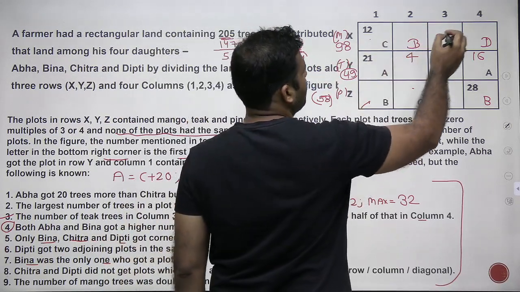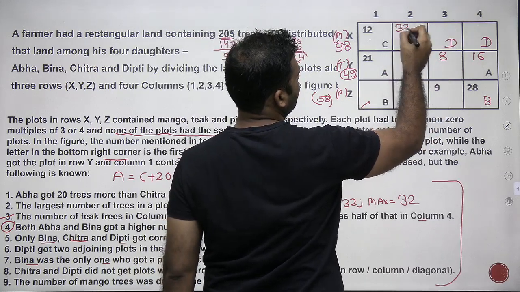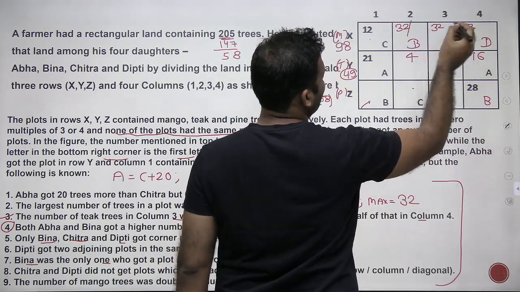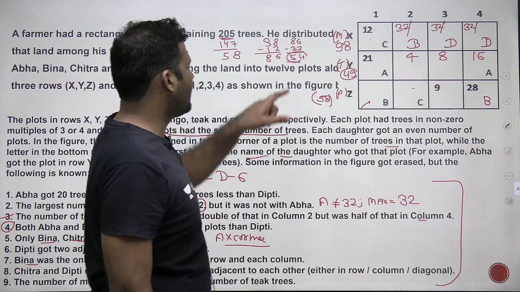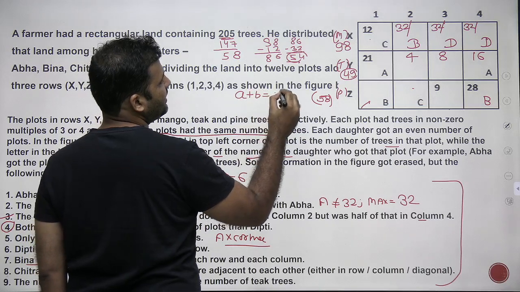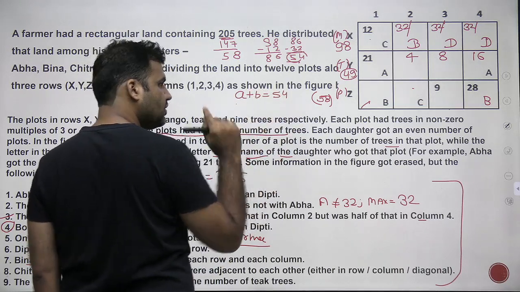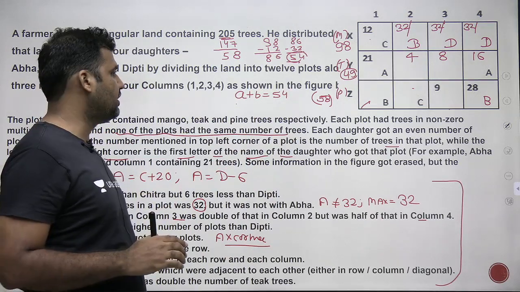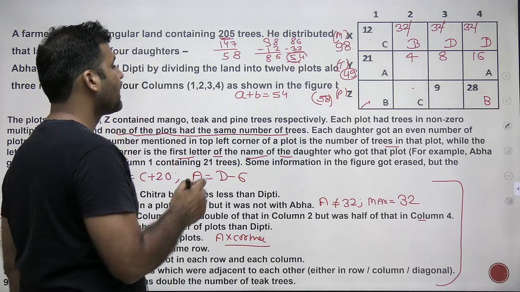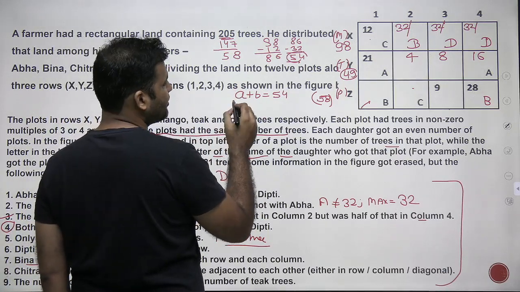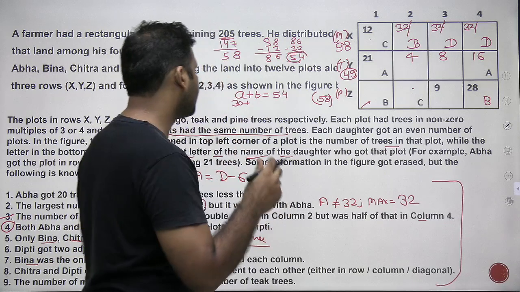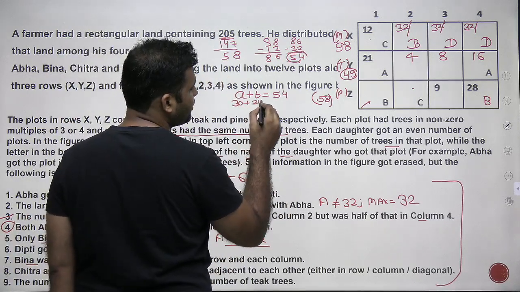One thing is for sure, that one of these plots will definitely be having 32, right? 32 can come at any of these three cells. Now, what are the other possibilities here? The rest of the two values' summation would be 54. Let's say A and B sum to 54, and both of these two values are a multiple of either 3 or 4, and none of the values can be more than 32. The highest multiple of 3 just less than 32 is 30. If I'm taking this value as 30, this value has to be 24.